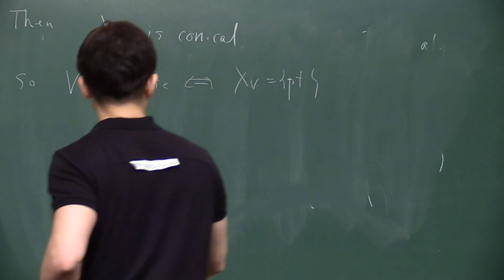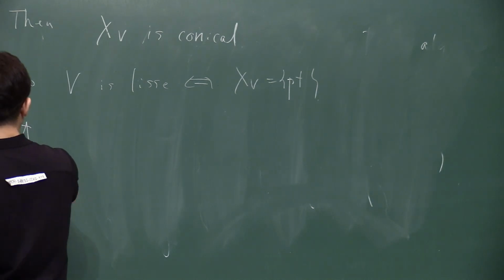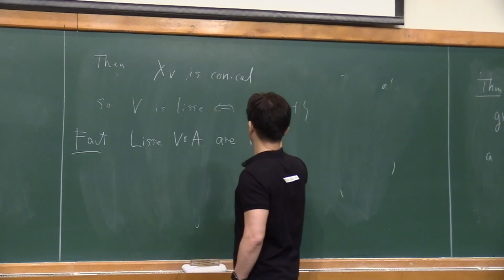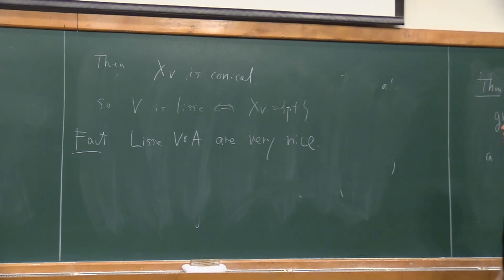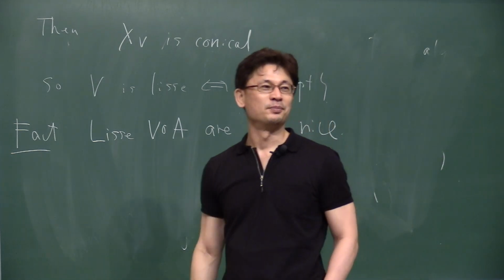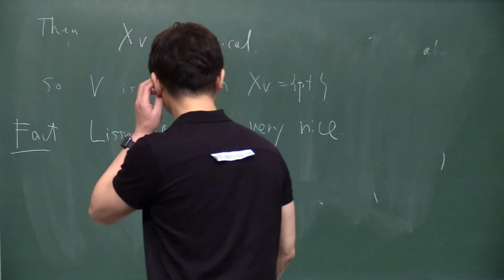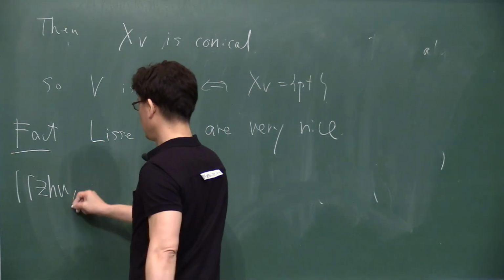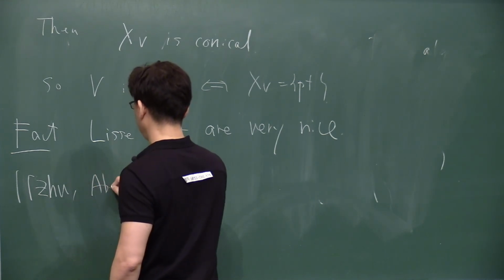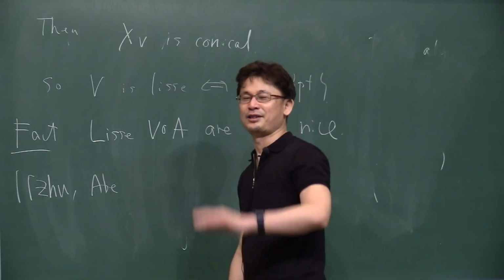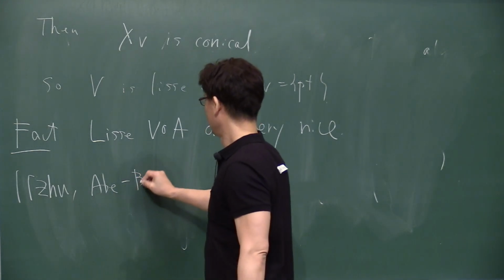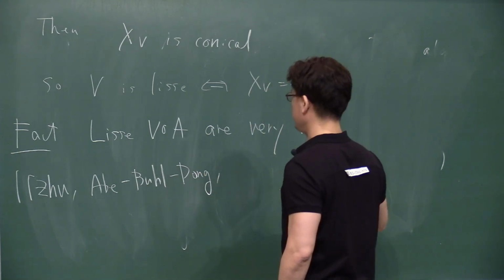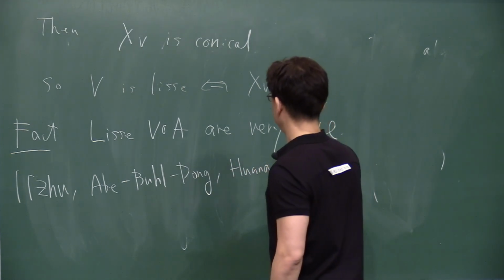And as Terry said, these vertex operator algebras are very nice. I think he is going to explain how nice they are, so I will not say too much about them. I just want to give some names of people who showed that these vertex operator algebras are very nice. So Zhu and Abe. Zhu showed that, I will just let Terry explain this. So these people showed that these vertex operator algebras are very nice. Miyamoto.